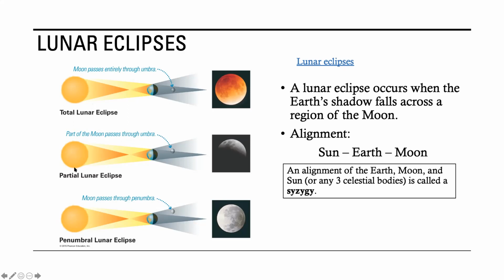Then we have a partial lunar eclipse in which part of the moon passes through the umbra, and part of it passes through the penumbra. And you can see here very clearly that this darkened part is Earth's curvature. One of the several ways that we know Earth is round, is spherical rather.